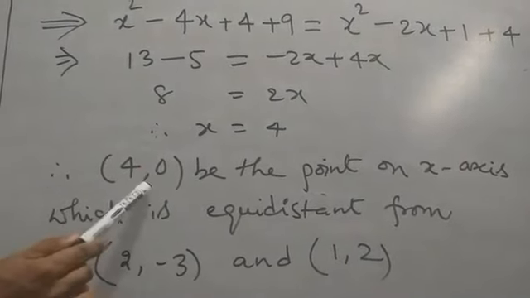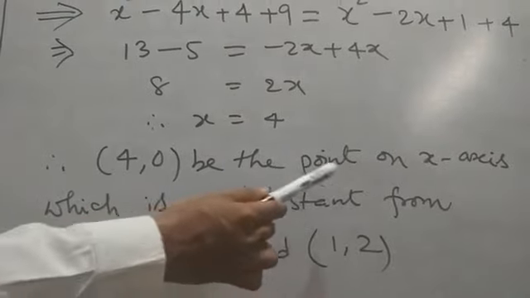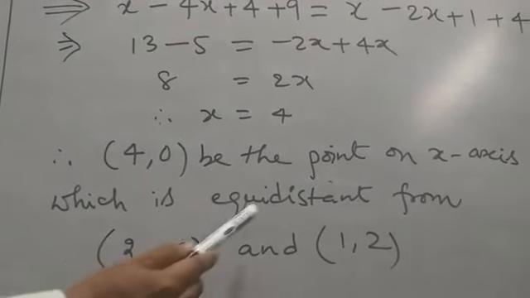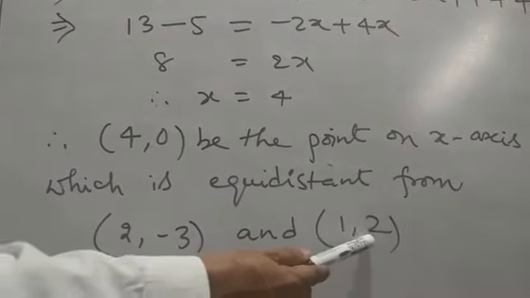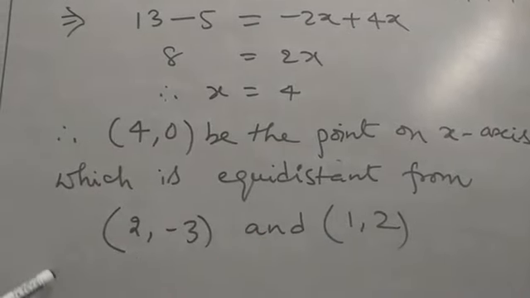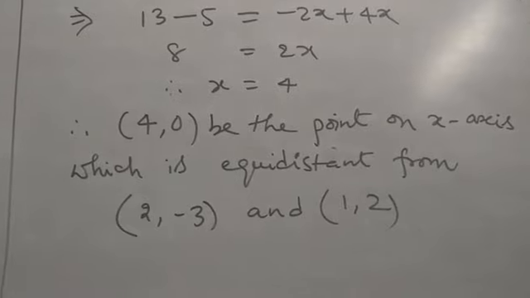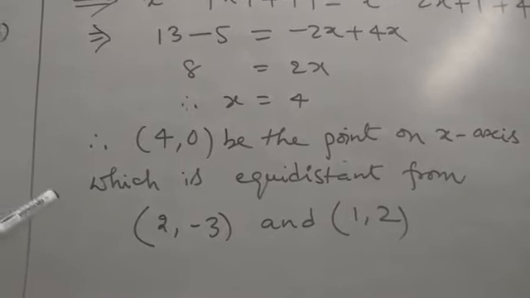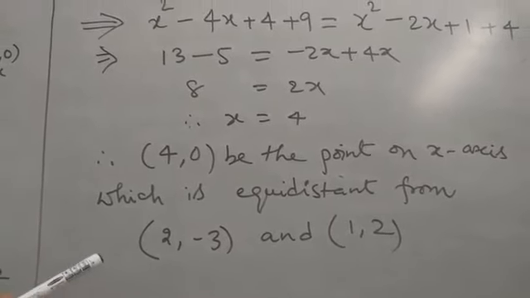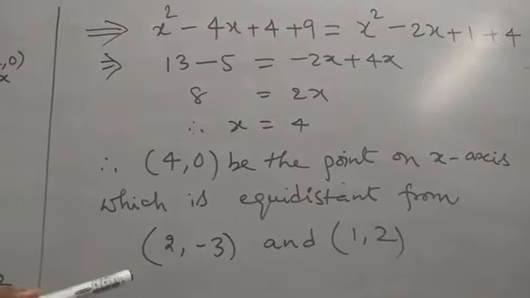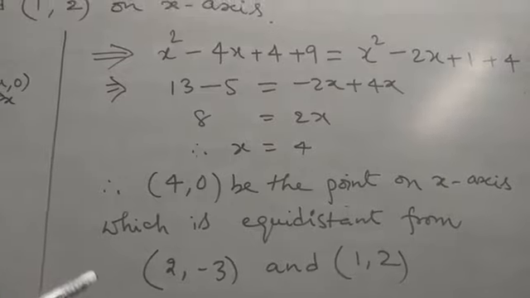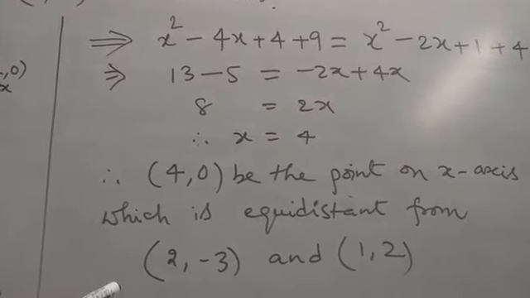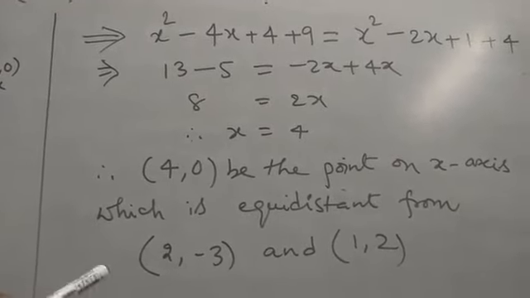Therefore, (4, 0) is the point on the x-axis which is equidistant from (2, -3) and (1, 2). Here we need to understand one important note. Most of the students may confuse this question with the midpoint. It is not required that any point equidistant from the given 2 points must be a midpoint.